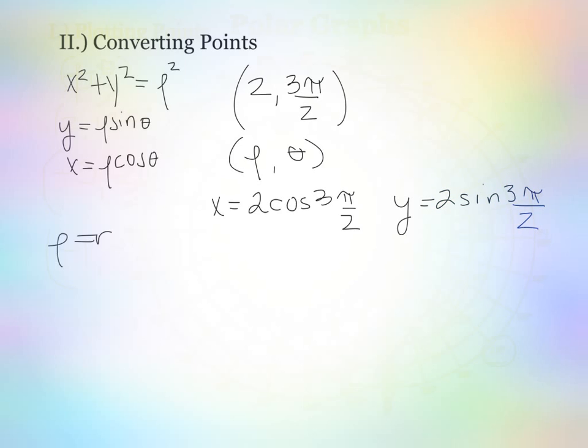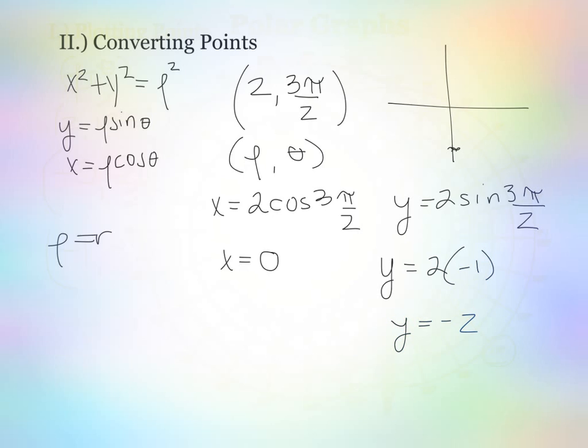Now 3 pi over 2 is located at the 270 degree place, which would be down here. The cosine is 0, so the x coordinate will be 0, because 2 times 0 is 0. And then the sine of 3 pi over 2 is -1, so y equals -2. Your new rectangular coordinates are 0, -2.